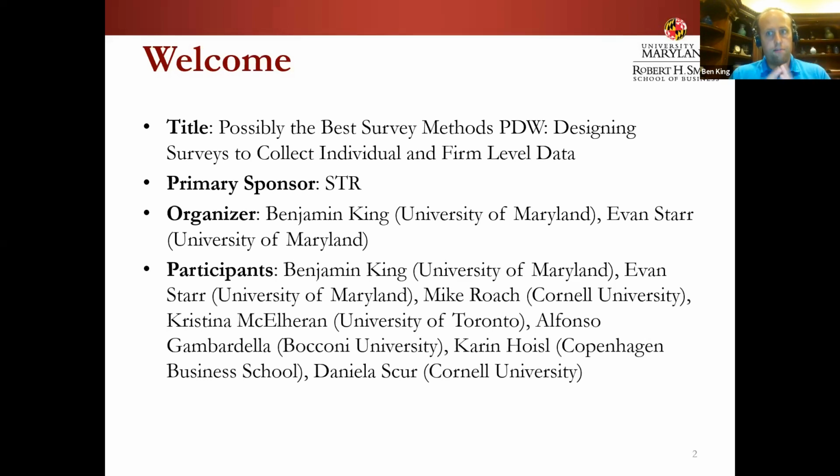We have some very fine panelists here who are going to each be taking turns discussing. Evan Starr, a colleague of mine at the University of Maryland, has worked a lot on implementing surveys with panel providers to find data on individuals, specifically those who sign and don't sign post-employment restrictive covenants. Mike Roach has done surveys, especially with university entrepreneurs and scientists.